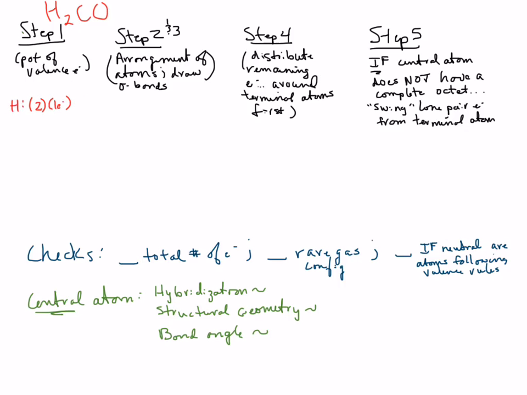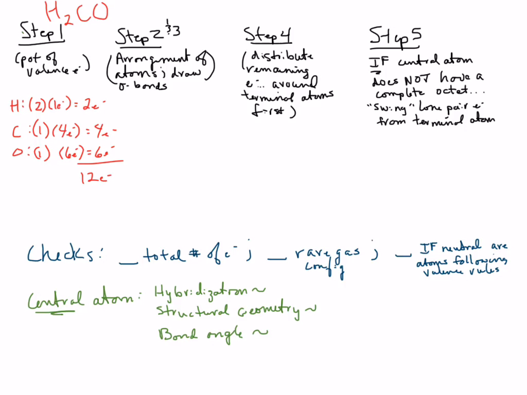This one is H2CO. You can kind of watch as I work, or go ahead and work ahead. So there's 2 hydrogens. They each have 1 valence electron, so 2 valence electrons there. There's 1 carbon. It's 4A, so 1 times 4 is 4 electrons for that. There's 1 oxygen atom. Oxygen is a 6A, so that means there's 6 valence electrons. And so our pot of valence electrons is 12.